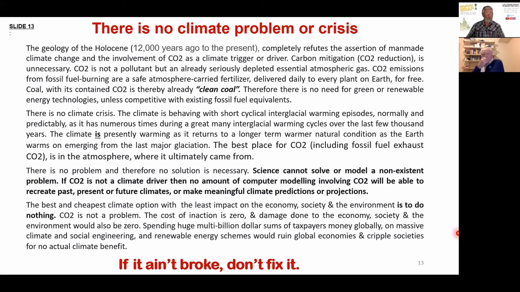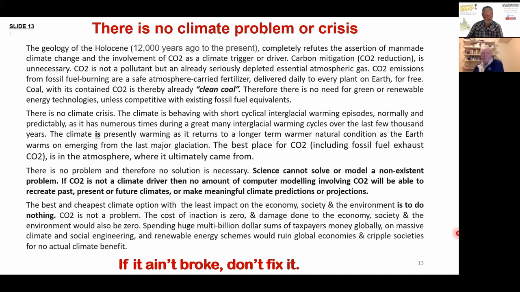There is no problem, and therefore no solution is necessary. Science cannot solve or model a non-existent problem. If CO2 is not a climate driver, then no amount of computer modeling involving CO2 will be able to recreate past, present, or future climates, or make meaningful climate predictions or projections.